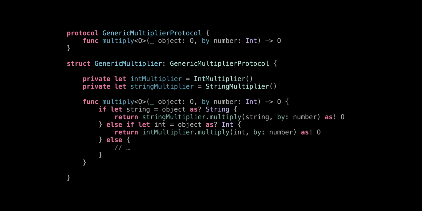Another way to resolve this situation would be to eliminate the use of associated types entirely. You can declare a new protocol with a generic method, and its implementation will use concrete types directly. I won't stop here for long, but here's the code.